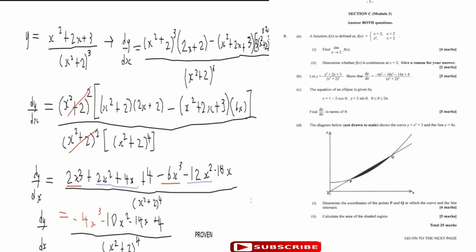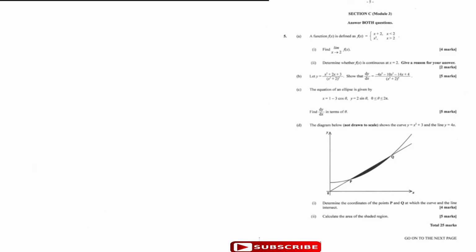Now let's look at part C. Part C gives us that x is equal to 1 minus cos 3 theta, or 1 minus 3 cos theta, and y is equal to sine 2 theta. And we're to find dy/dx.